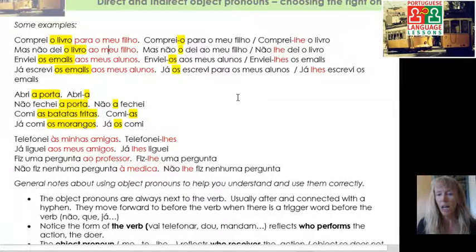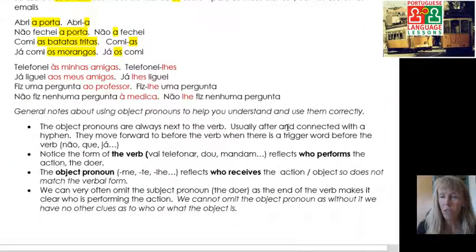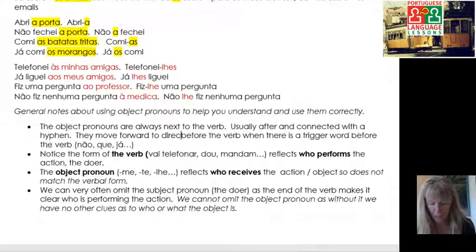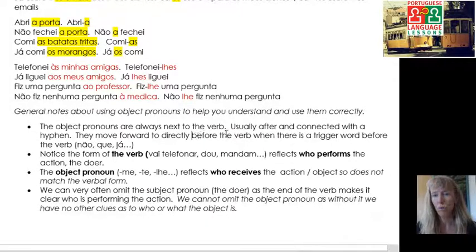Okay. General notes about using object pronouns to help you understand and use them correctly. Object pronouns are always next to the verb. They're usually after and connected with a hyphen. They move forward to before, directly before the verb, when there is a trigger word before the verb, something like não, que, já. So we can see these examples here.